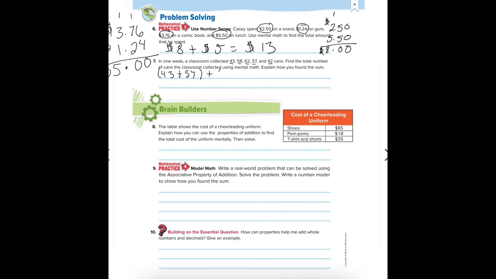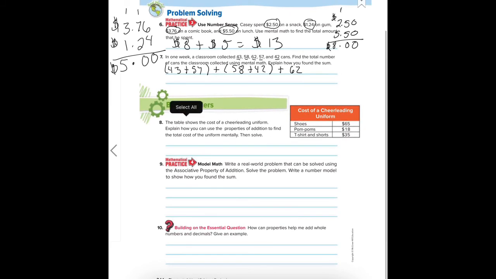Then I'm going to plus 58 plus 42. Then I'm going to have 62 over here, and we'll get to 62 in just a minute. So in my mental math, I'm going to write down 43 and 57.